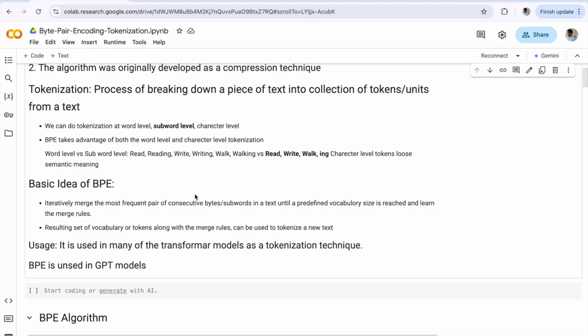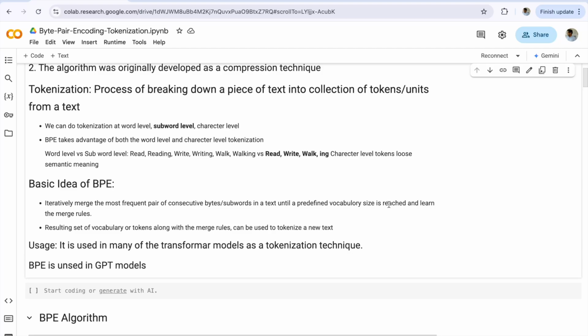So initially, in the training phase in byte pair encoding, to learn the tokens, let's assume a byte is nothing but a single character or some subword that would come up in the further steps during tokenization. But the idea is, let's call these bytes or subwords units. So we iteratively merge the most frequent pair of consecutive units in a text until we reach a vocabulary size. Initially we start with a very small vocabulary size and keep incrementing it based on some procedure which we will see.